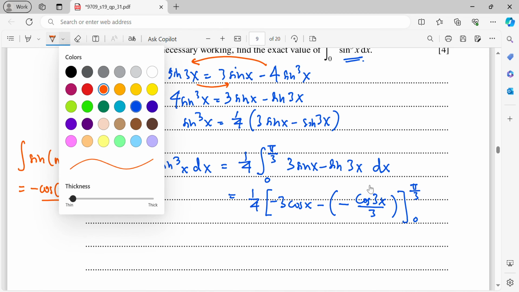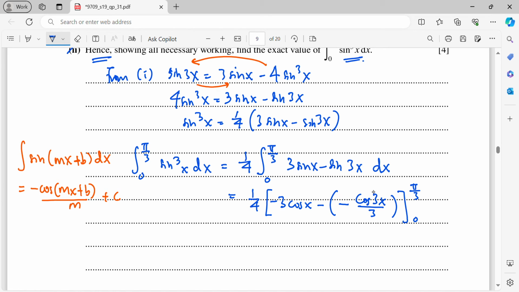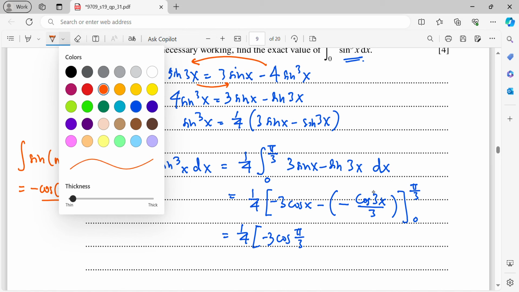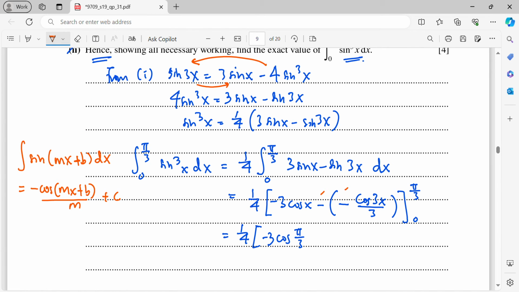Okay, then now replace the x by pi over 3 first. So I will get 1 over 4 negative 3 cos pi over 3. Now look at here, this minus minus is basically a plus. So I will just write plus. Then this over 3 can be taken out, so 1 over 3 cos. Now 3 times pi over 3, that will be pi. And then minus, when the x is replaced by 0, so I get negative 3 cos 0. Then minus minus is a plus 1 over 3 cos 0.